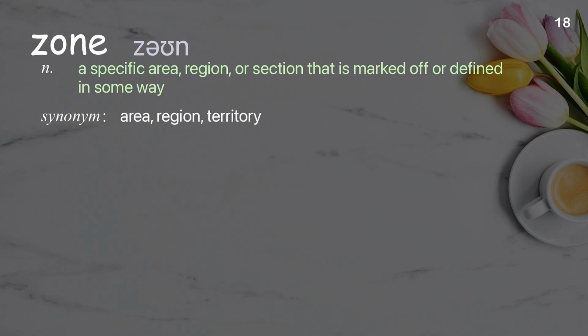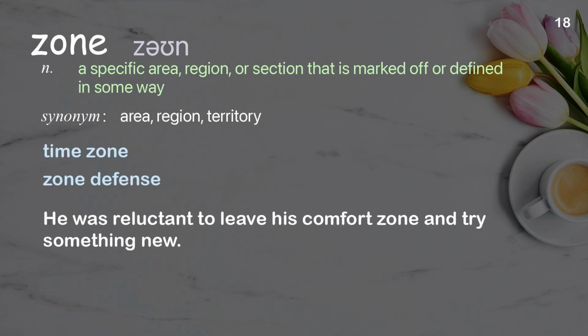Zone: a specific area, region, or section that is marked off or defined in some way. Examples: time zone. Zone defense. He was reluctant to leave his comfort zone and try something new.